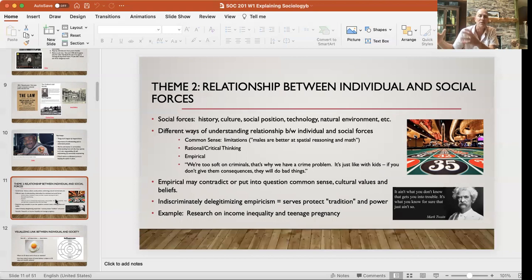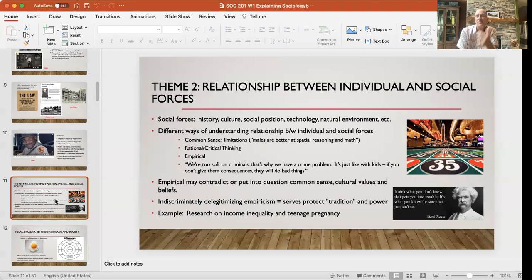It could be history, it could be culture, it could be status or position, class position, race, gender, other parts of who we are, technology influencing the human experience, our physical environment. I mean, you can go on and on thinking about all the different potential influences on the human experience. And there are different ways of understanding the individual and social forces.